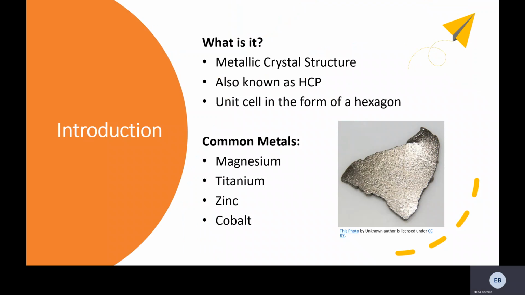So what is a hexagonal crystal structure? It is a metallic crystal structure, also known as HCP, and has a unit cell in the form of a hexagon. Some common metals include, but are not limited to, magnesium, titanium, zinc, and cobalt, which is what this image on the right represents.